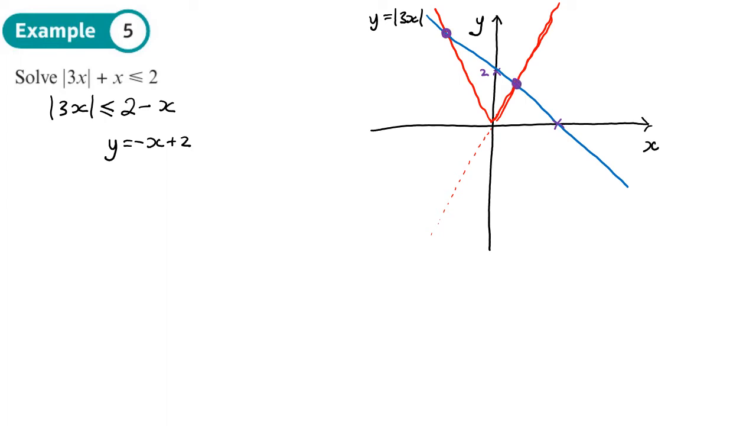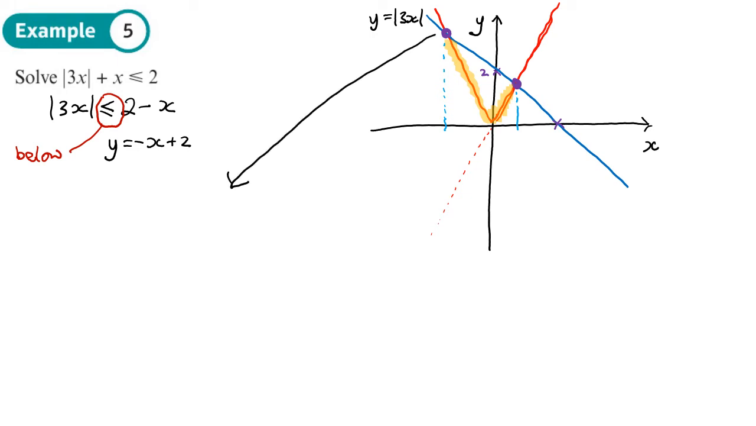We want to find out when the 3x graph is below the 2 minus x graph. So we need to work out these coordinates here so we can then give this inequality. It's going to be between those. So first equation we're going to solve to find this point here.